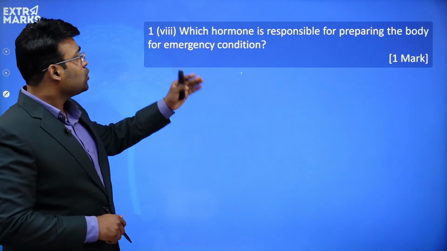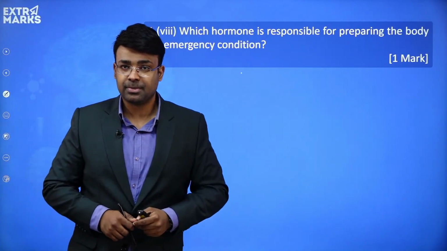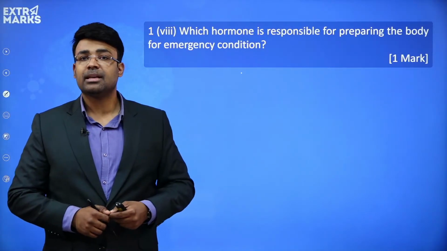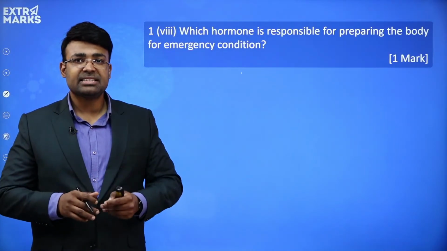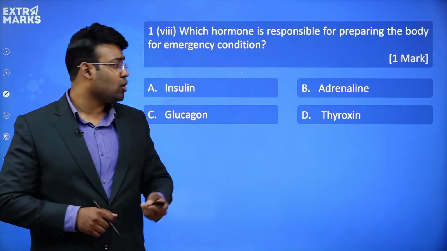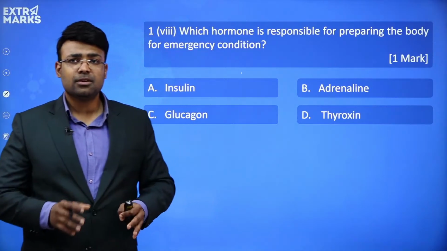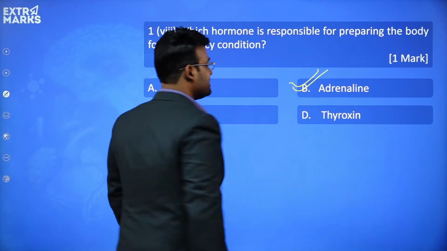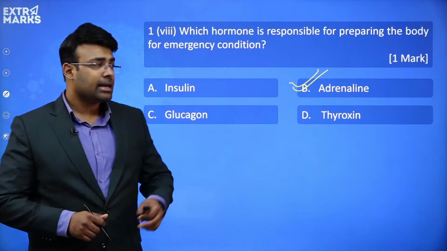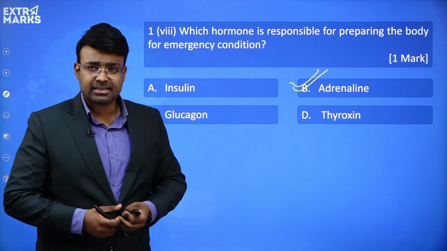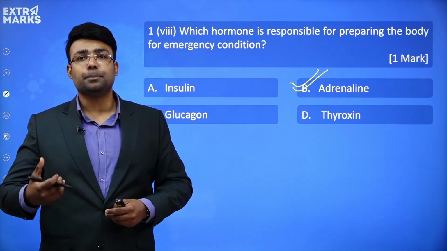Now, which hormone is responsible for preparing the body for emergency conditions? We have discussed this question earlier as well. Emergency condition means the fight and flight mechanism. Let's see the options: insulin, adrenaline, glucagon and thyroxine. The right answer for this question is option B, adrenaline. Adrenaline is the hormone which is released by the adrenal gland, and it increases the person's capacity to fight or flight. This hormone also regulates the sympathetic nervous system.